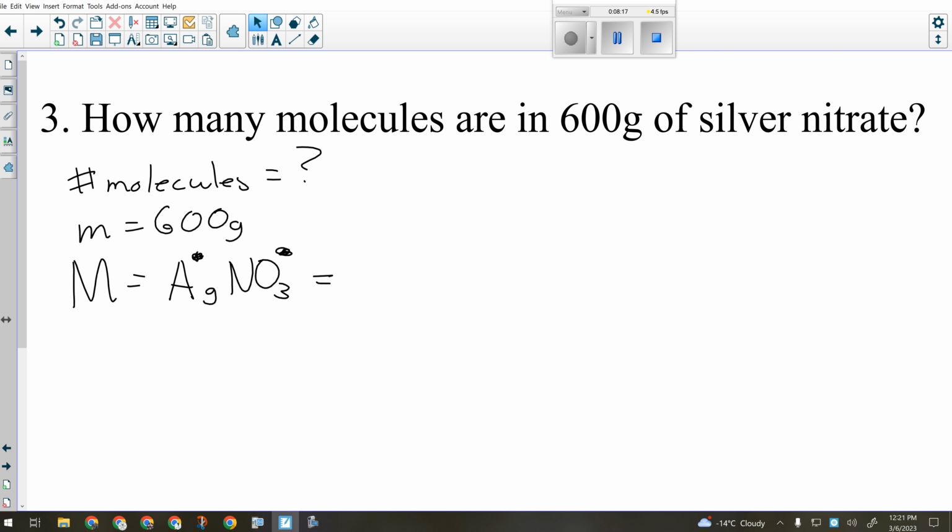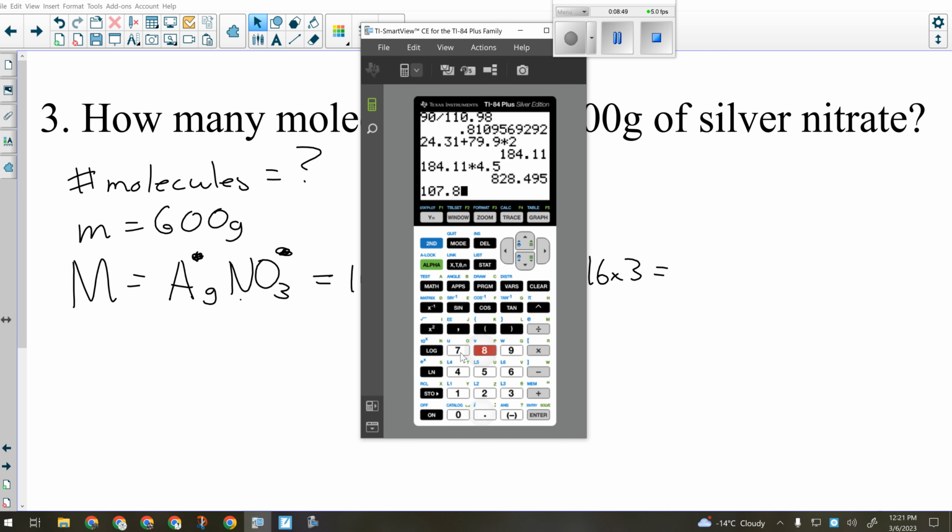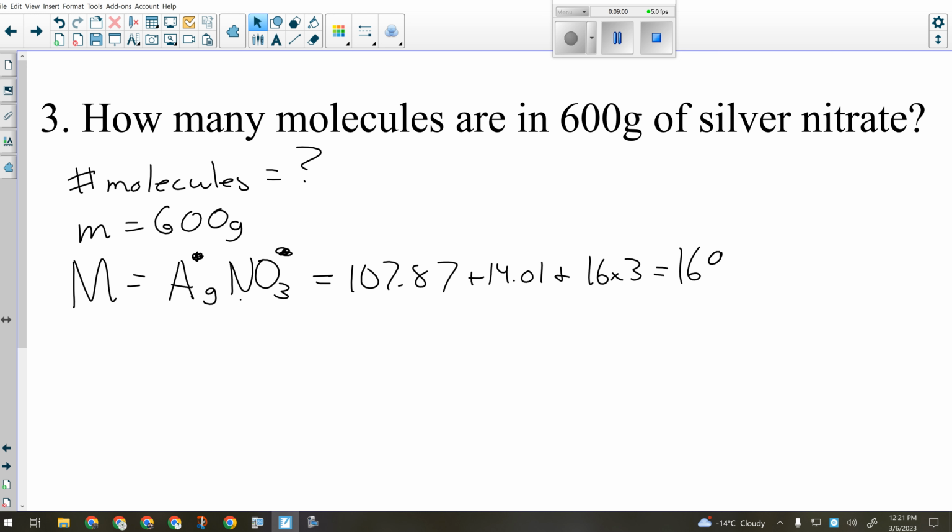So silver's like 107.87, and there's only one silver. How many nitrogens are there? Just one. How many oxygens are there? Three, right? 16 times 3. All right, so 107.87 plus 14.01 plus 48 gives 169.88.